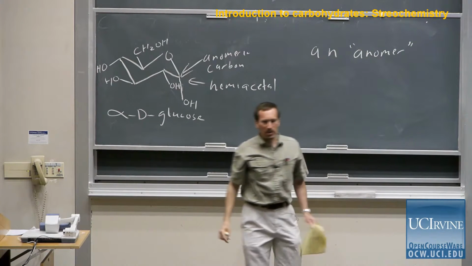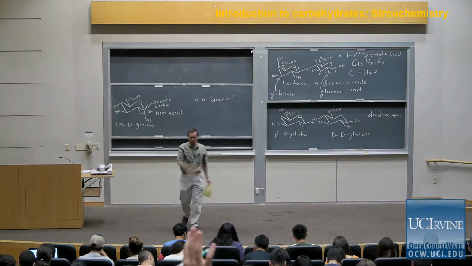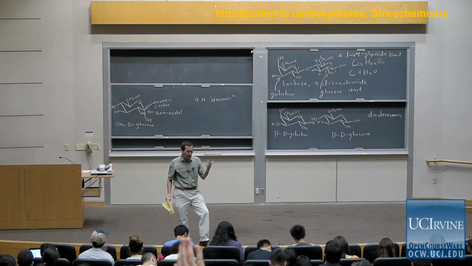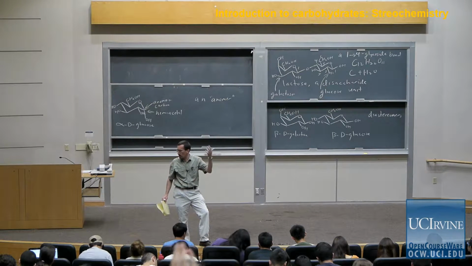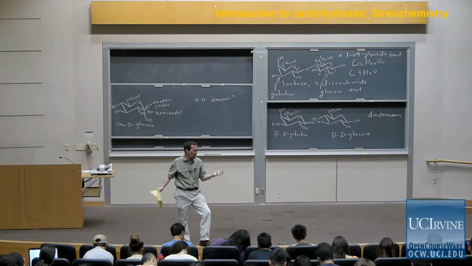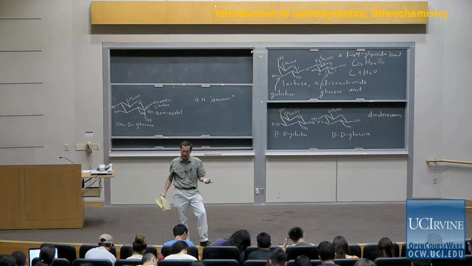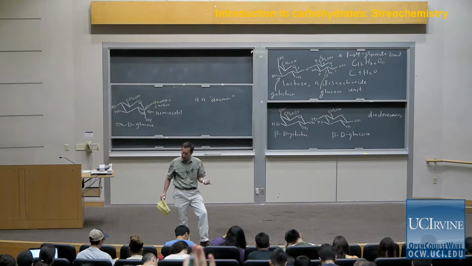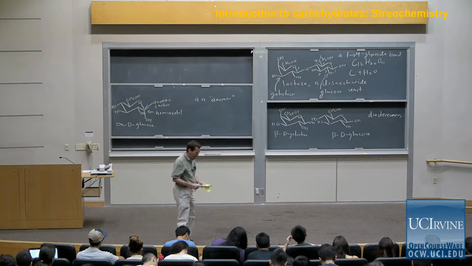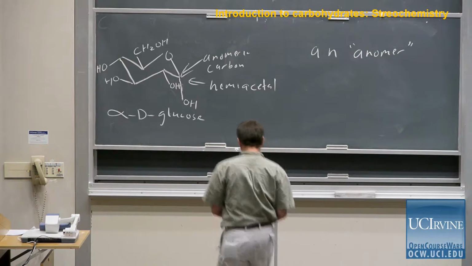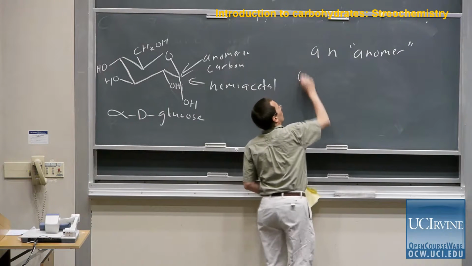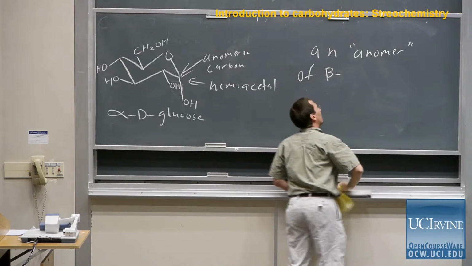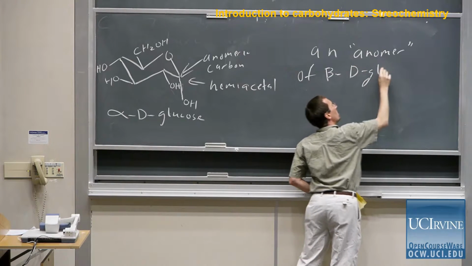So just as we would say that beta-D-glucose and beta-D-galactose are diastereomers, we would say that alpha-D-glucose and beta-D-glucose are anomers. They have a special diastereomeric relationship to each other. They're still diastereomers, but they're a special type of diastereomer that often gets called an anomer. So I'll write that down.